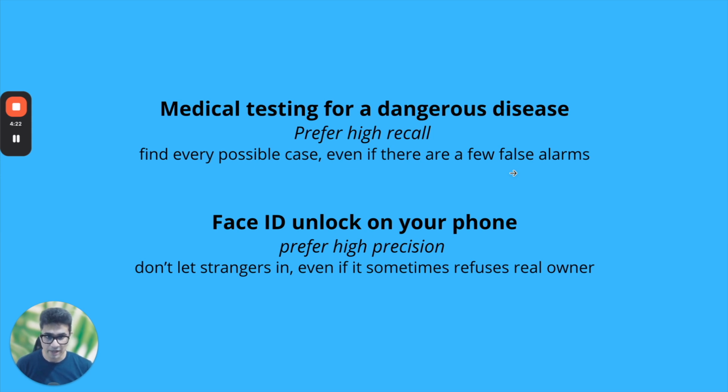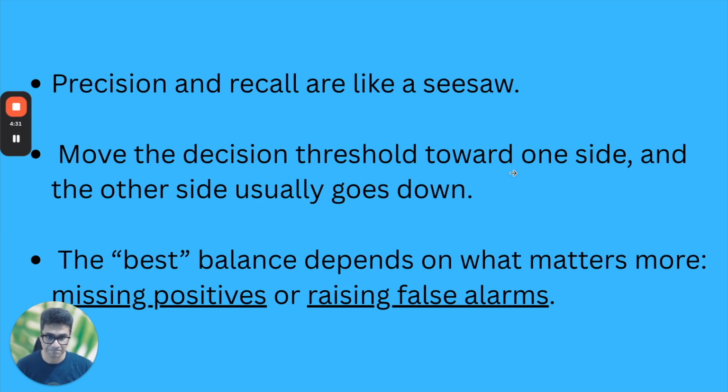And also, if you aim for a maximum recall, maximum precision of 1, it generally means that you've overfitted the model and it's not going to work in the real production use case. So precision recall, just a quick recap, is like a seesaw. You have to balance. When you move the decision threshold to one side, the other side usually goes down or suffers a little. And the best balance really is not a mathematical balance, it is based on your use case.